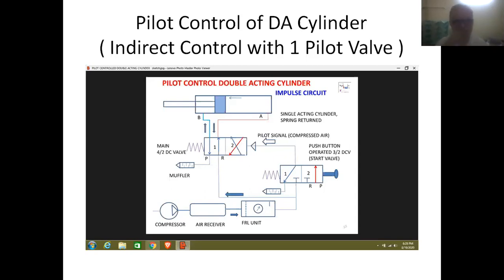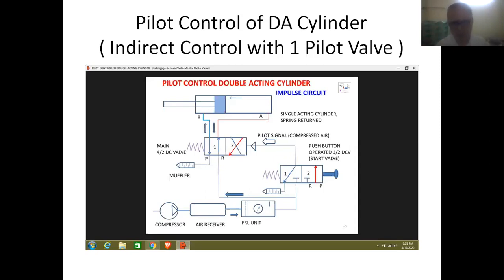And secondly, friends, this is a double acting cylinder. So 2 ports are, as usual, provided on both sides of the piston. The first cylinder port is connected to the first outlet of the DC valve, and the second cylinder port is connected to the second outlet of the DC valve.